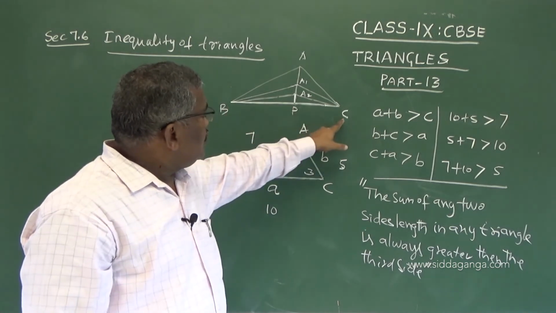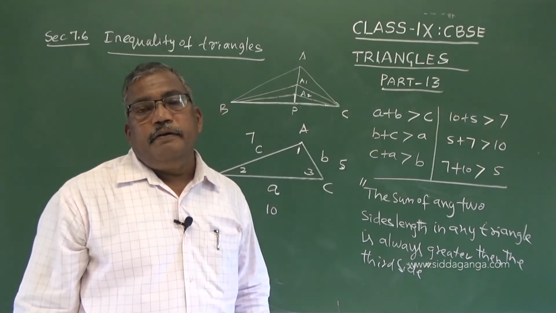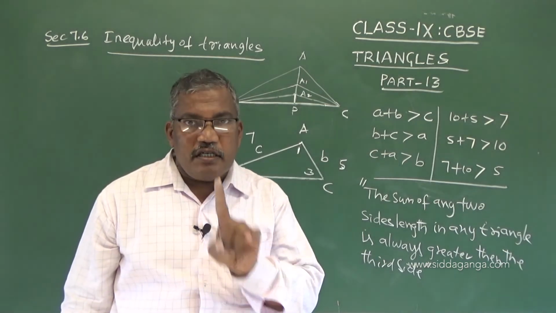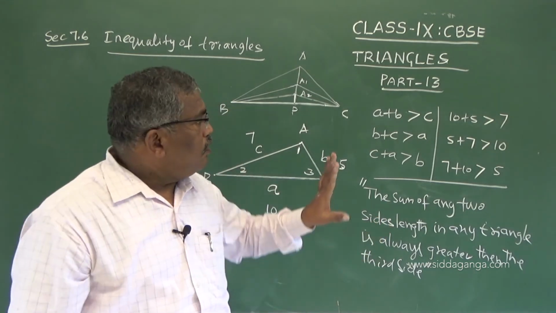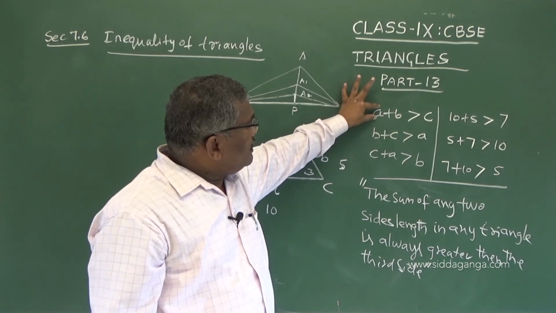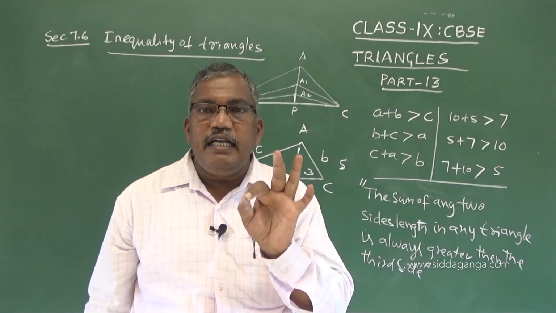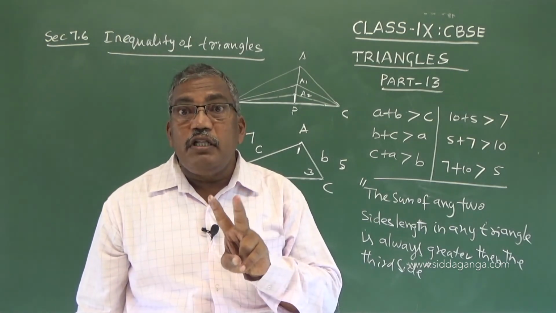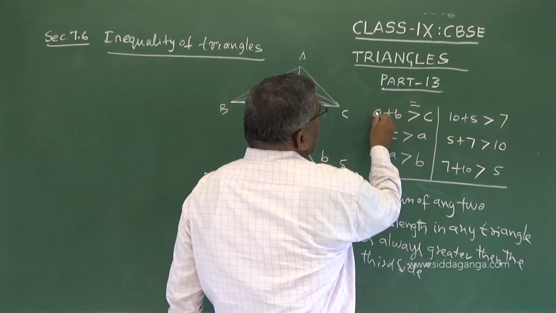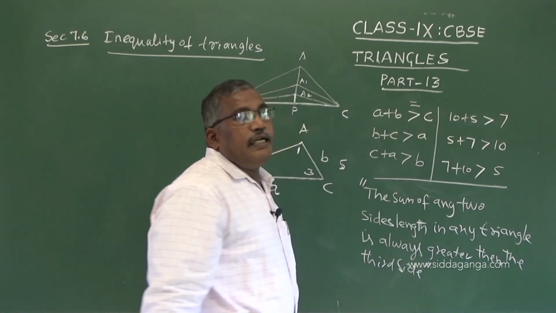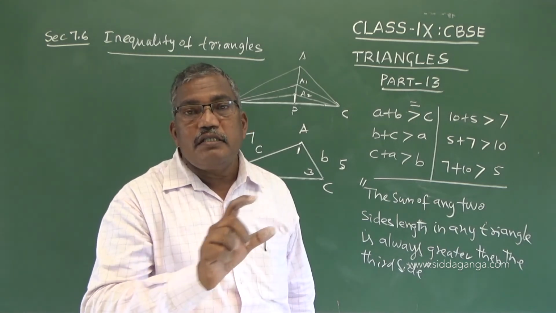If BC is equal to BP plus PC, then we say the 3 points are in a straight line and the triangle does not exist. So, when the sum of two sides is greater than the third side, then only a triangle exists. Otherwise, if the sum of two sides is equal to the third side, then we say the 3 points are in a straight line.